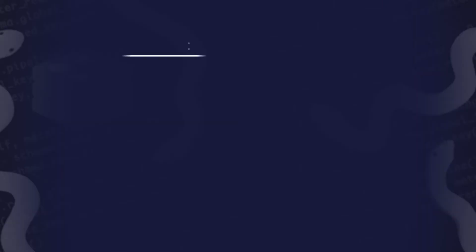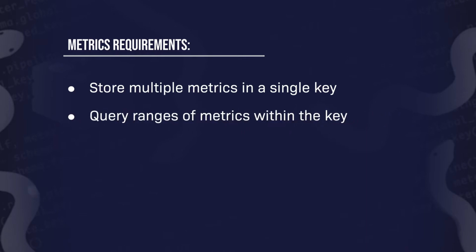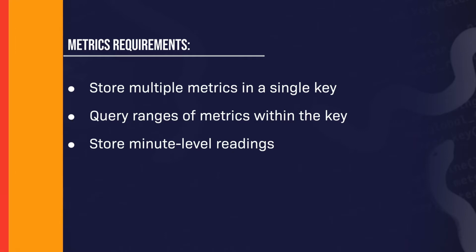What we need is a way to store lots of metrics in a single key, and we need to be able to query ranges of those metrics from within that key. Sorted sets are a good fit for this. Let's see why. The idea is to store all minute-level meter readings for a given day in a single sorted set. That would look like this.